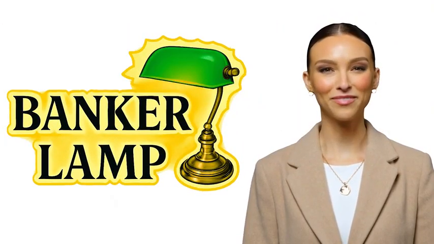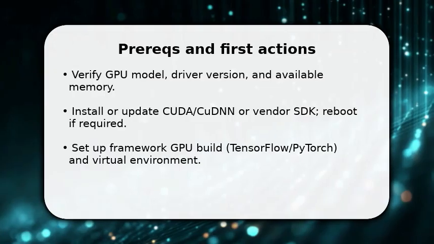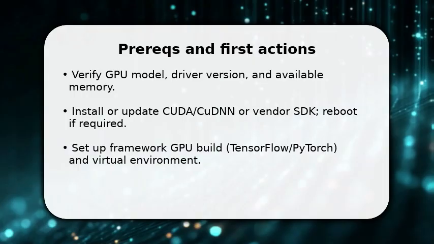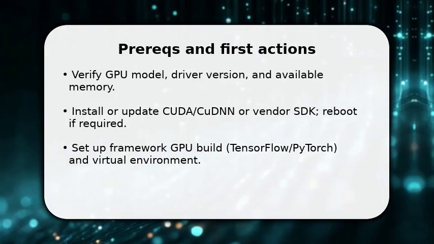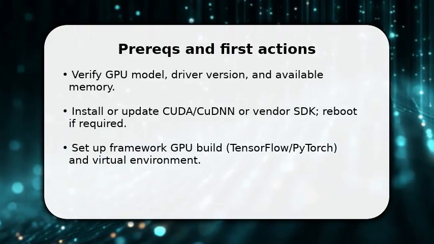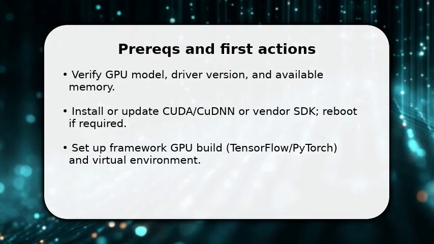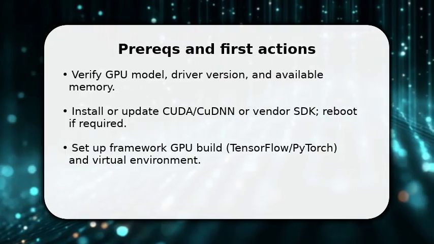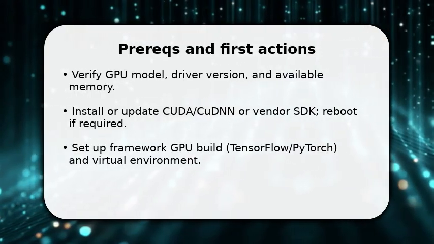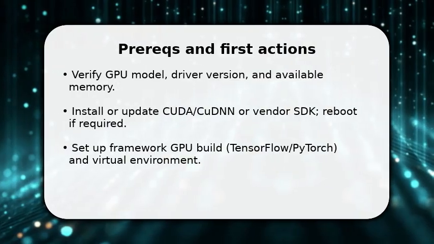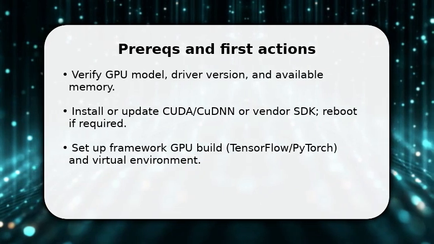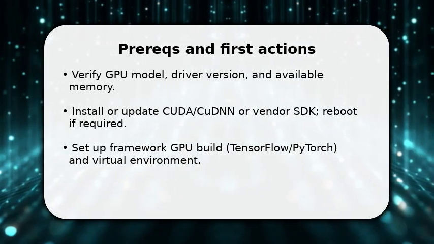Please enjoy the video. You start by confirming the GPU, driver, and sufficient RAM so tasks actually fit. This prevents wasted time. Once done, install the vendor SDK and CUDA/cuDNN matching your framework versions, then reboot to load drivers. Create or activate a virtual environment and install the GPU-enabled build of your framework so Python uses the card by default. Make sure to set device flags or environment variables now. This is the first actionable step that moves you from CPU to GPU execution.